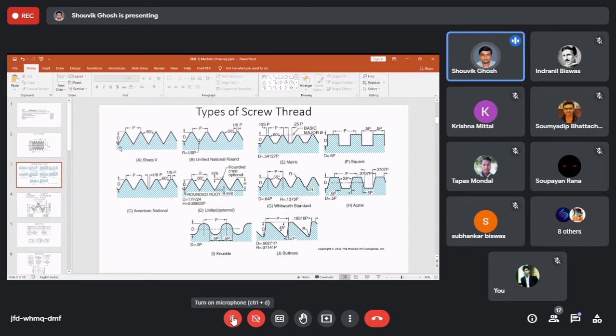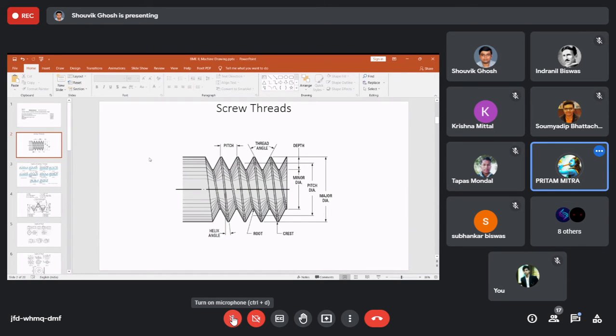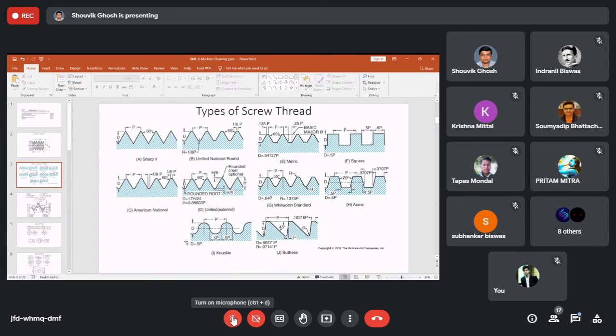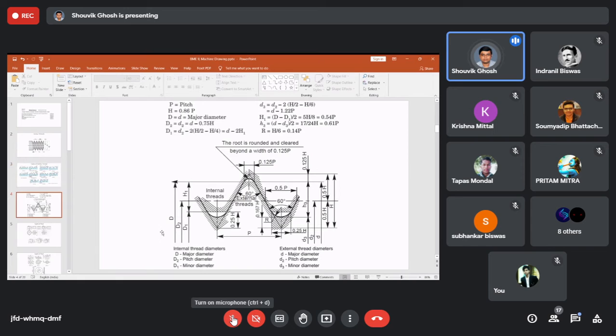Sir, I'm asking about the previous picture, how is that pitch dia measured? Pitch dia, you can see the middle or the average between minor and major dia. Okay. Basically, if you go to the calculation, you will automatically see where it comes from.